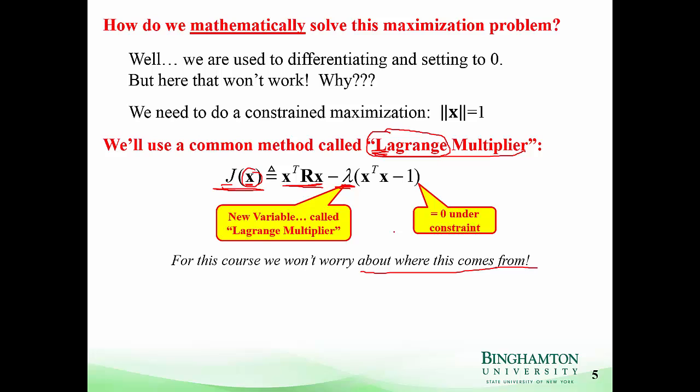So it's kind of a historical letter to put there. But also, we'll see that this ends up being an eigenvalue, or it ends up playing the role of an eigenvalue. And we've used lambda for eigenvalues, so that makes sense. We just put a variable out here, and it multiplies this thing, and that's why it's called the Lagrange multiplier.